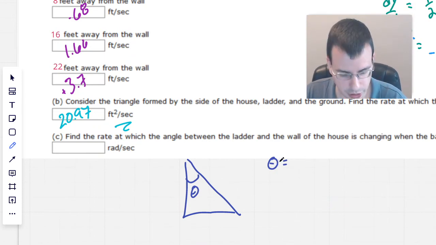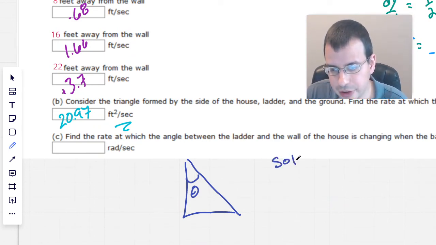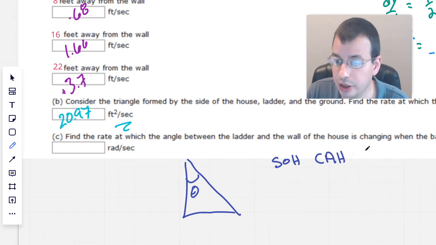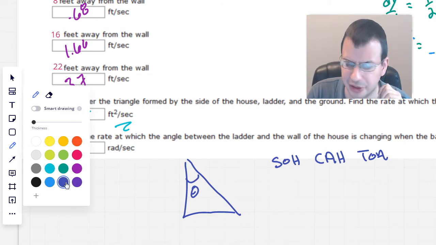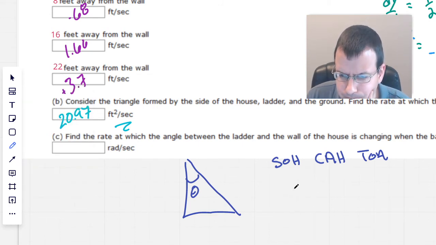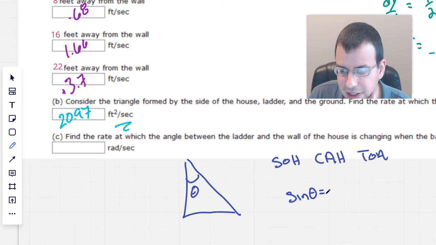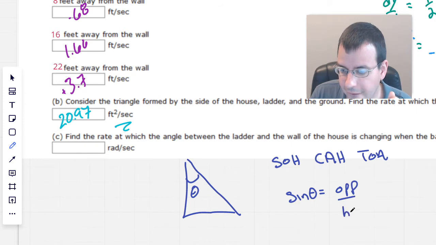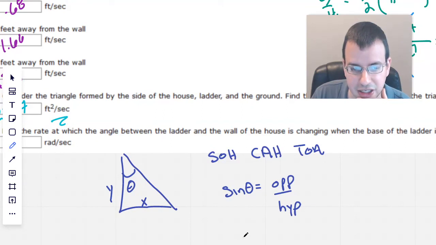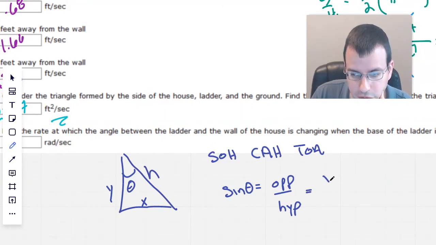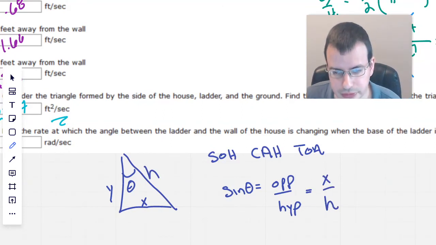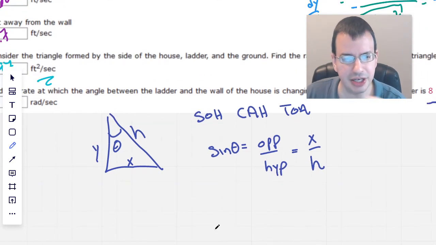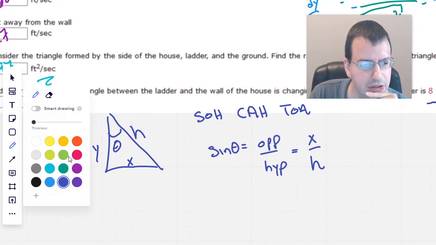Theta. Okay, so we know SOHCAHTOA. I'm going to try and use sine of theta. I don't think it matters, but I'm going to try and use sine of theta. So sine of theta equals opposite over hypotenuse, which in this case we have as x over h. Yep.